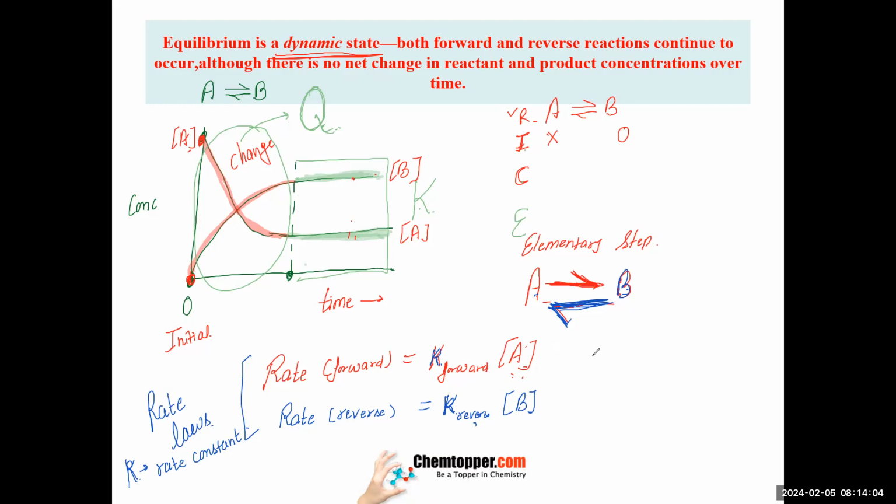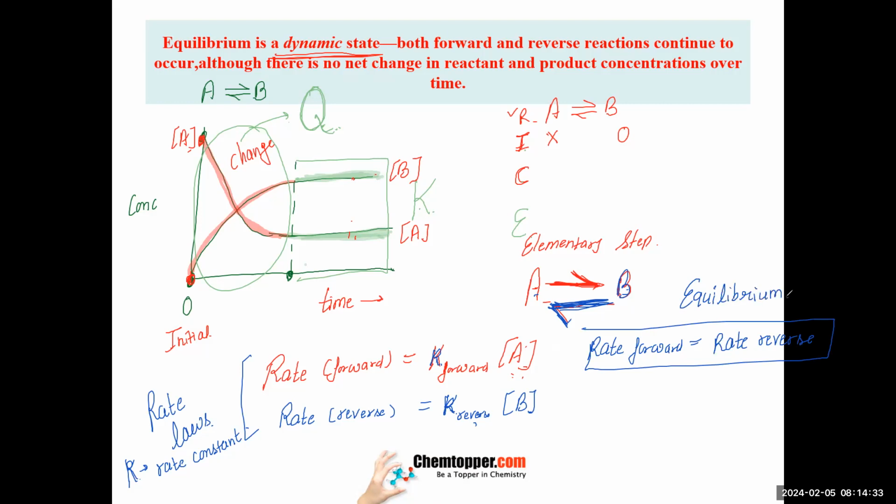Okay, now at the time of equilibrium, the rate of the forward direction is equal to the rate of the reverse direction. Rate of forward equals rate of reverse means the reaction is going equally in both directions, with equal rates. This is the equilibrium state. This can be a multiple choice question: what happens at the time of equilibrium? They will give you all these options, and you have to pick this one.